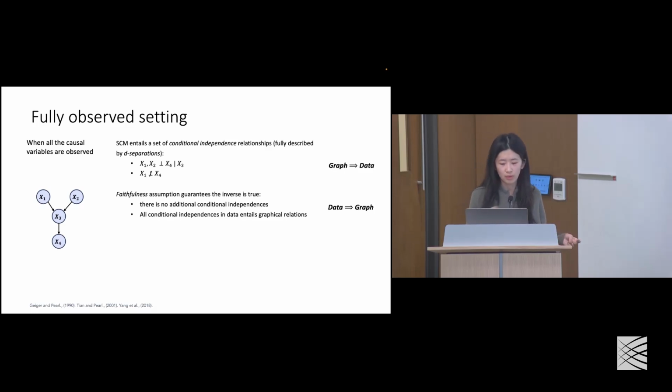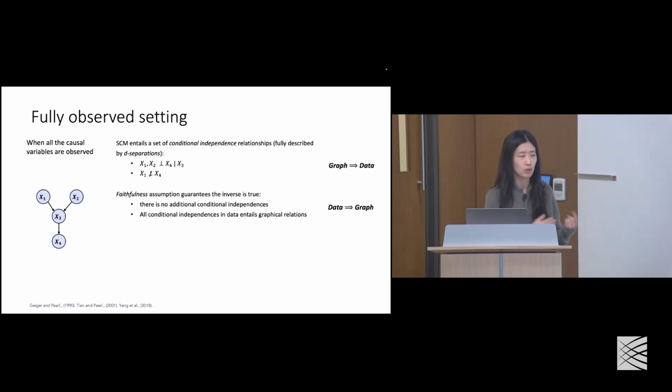If you're given this assumption, then from the data itself you can infer something about the graph. That's how you would usually construct the causal graph. I won't talk in too much detail about how that's done, but this is the intuition for why it can be done.